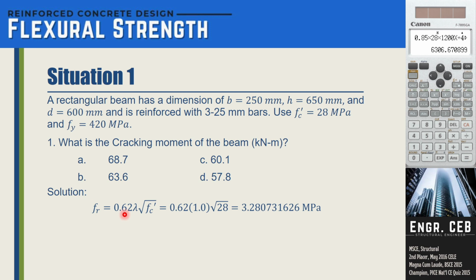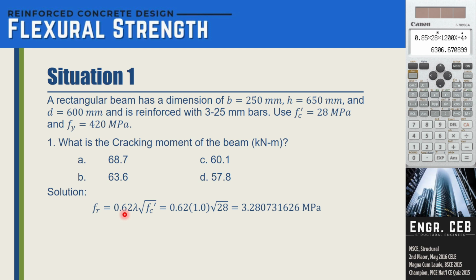So we substitute our given values. Our lambda is 1.0 for normal weight concrete. If it is not indicated in the problem whether the concrete is normal weight or not, we always assume that it is normal weight concrete. Therefore, the lambda value corresponds to 1.0.